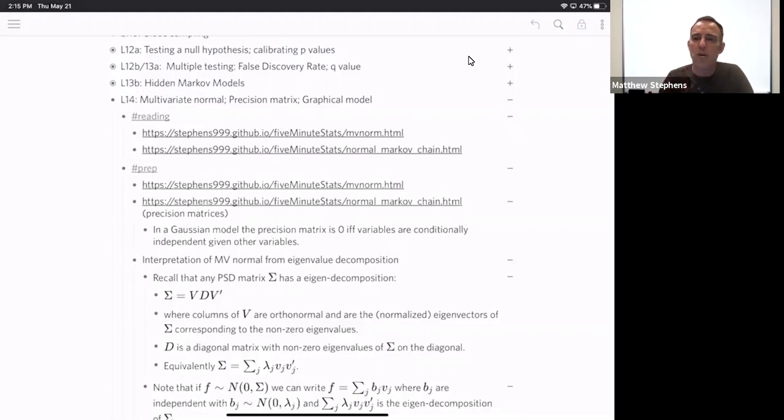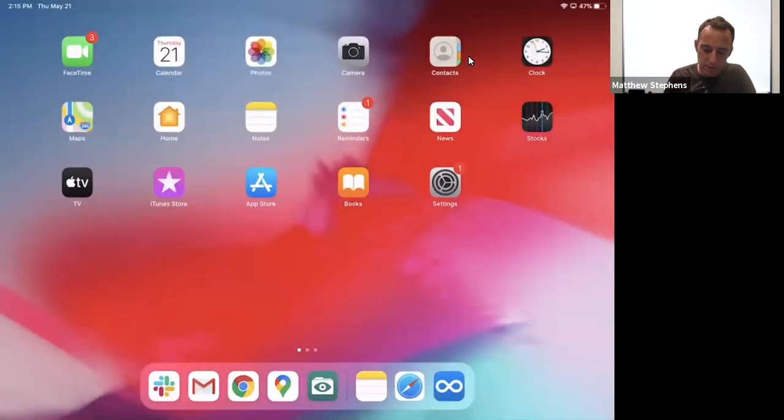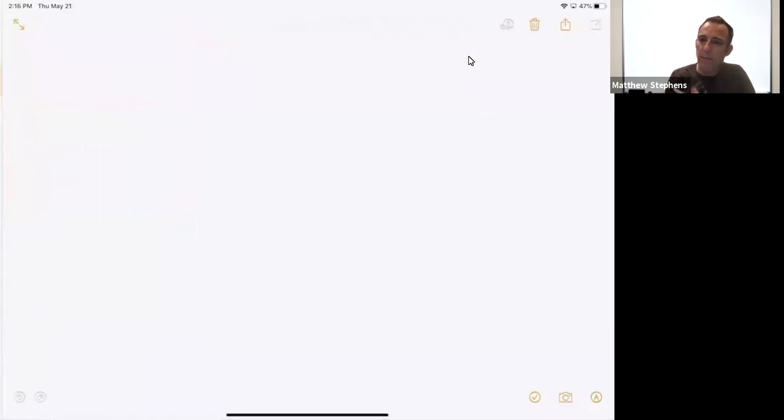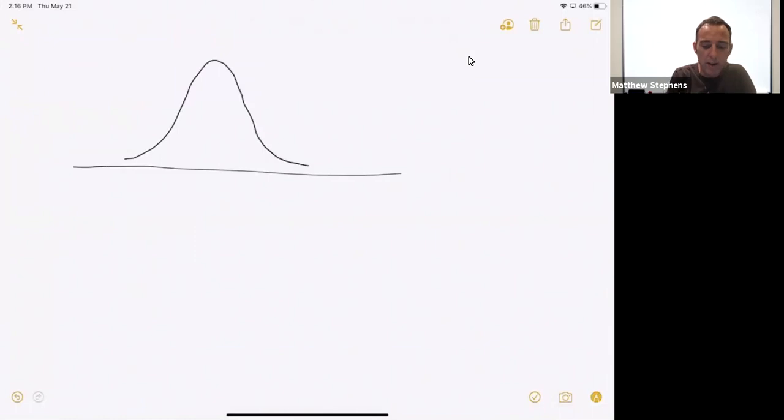So there are going to be two main points. The first one is related to this eigen decomposition. But before we start, just so we're on the same page, as I said, I'm assuming that you've all come across a normal distribution. So of course that has a density that looks something like this. And I expect that you've come across a multivariate normal as well.